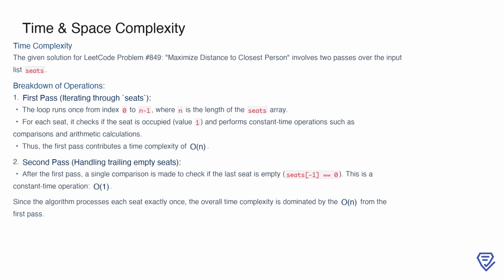To analyze the time complexity of this solution for problem number 849, consider the two main passes over the seats array. During the first pass, the algorithm iterates through all n seats, checking whether a seat is occupied and performing constant time operations such as comparisons and arithmetic calculations. This contributes an overall time complexity of O(n) for the first pass. Afterward, a quick check is performed to determine if the last seat is empty, which is a constant time operation, or O(1). Since the algorithm processes each seat exactly once, the dominant factor is the O(n) from the first pass, making the total time complexity O(n).